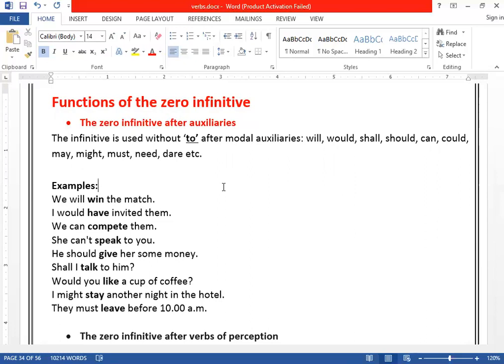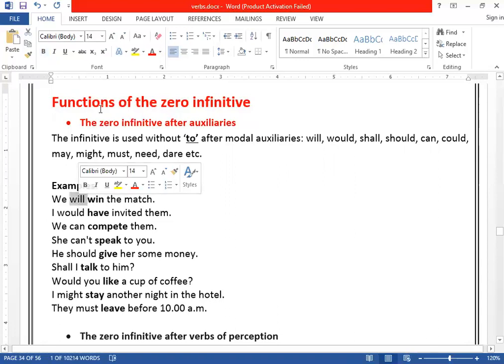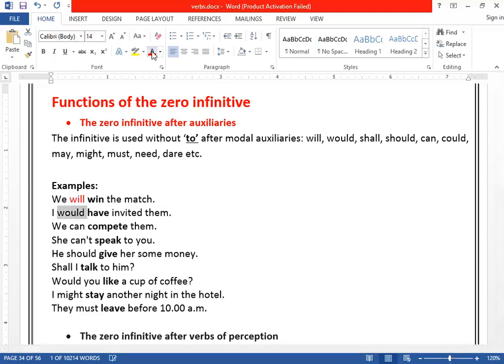Number one function of bare infinitive: after modal auxiliary verbs we use bare infinitive. For example, we will win the match. Win is a bare infinitive. We would have, we can compete, can they? It's a modal auxiliary verb.